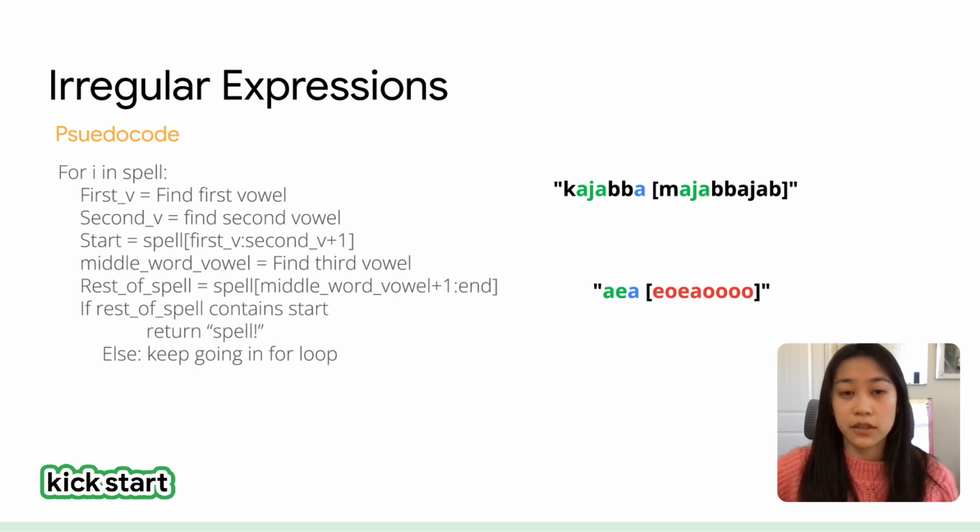In the first example, we see that start exists in the rest of the string, so we can stop. In the second example, however, we didn't find the start word, which was AE, in the rest of the string, so we'll need to reset and keep iterating.